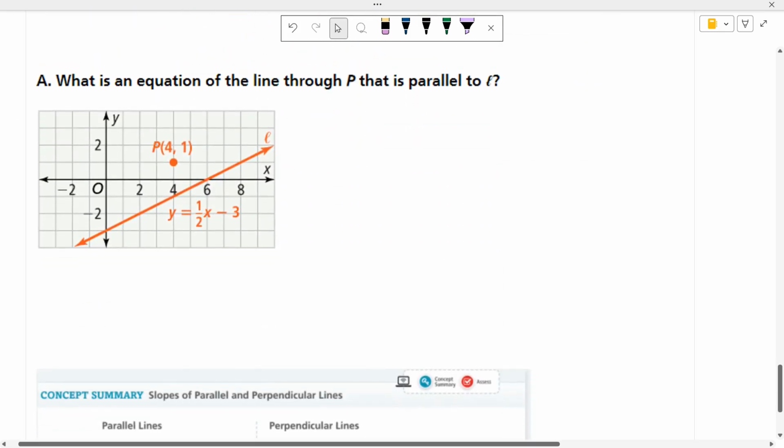What is the equation of the line that goes through this point and is parallel to this? Well, what's the slope of the line that goes through this if they're parallel? 1/2, not 1/2 x, 1/2. So the slope that we want is 1/2. Our point is (4, 1). From your note cards, what's point slope form?